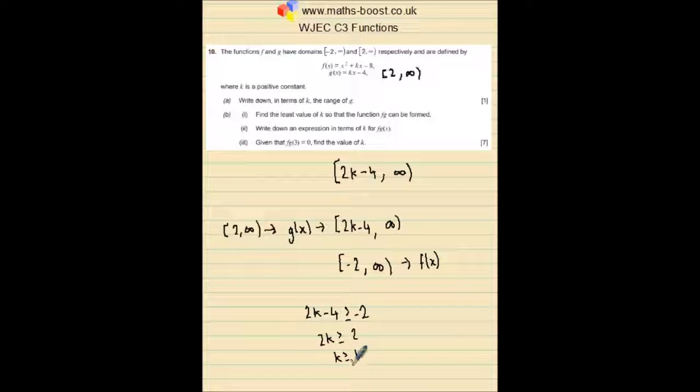And so there we have it. k has got to be greater than or equal to 1. So the least value it can take is 1. 5 would be okay, because 2 times 5 would be 10, minus 4 would be 6, and 6 would fit in the interval here. So, that's it done really.